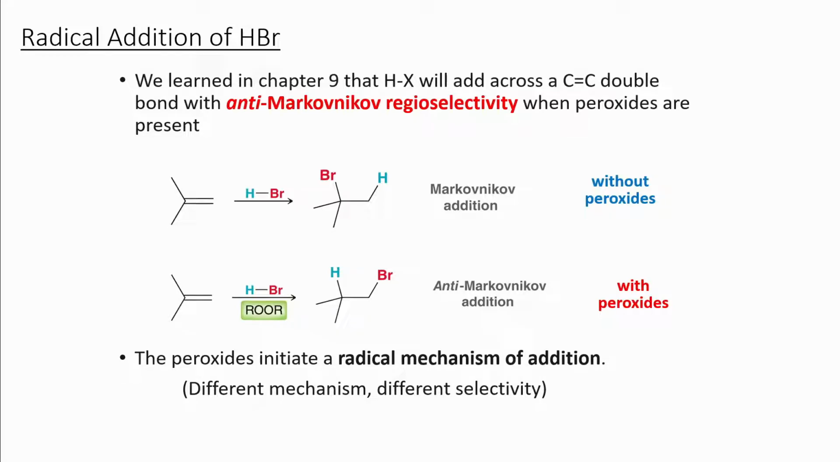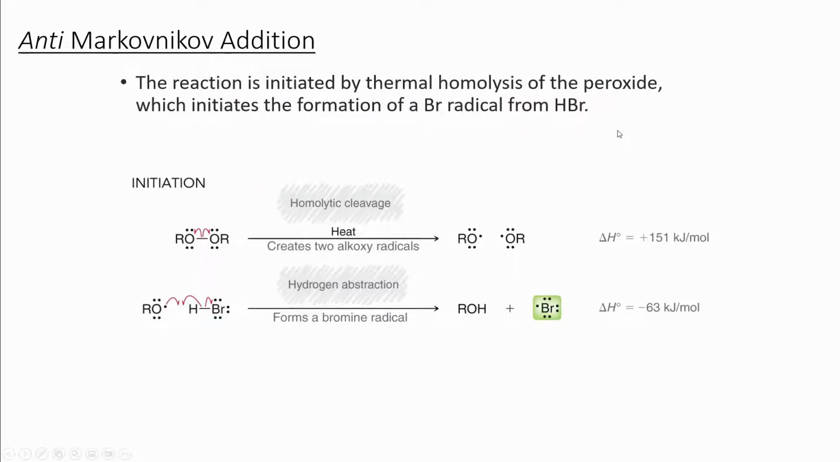Recall, in Chapter 9, we learned hydrohalogenation in the presence of a peroxide will lead to the anti-Markovnikov addition pattern. This is because the peroxides initiate a radical mechanism of action. The beginning of the reaction starts by the thermal homolysis of the peroxide, which initiates the formation of a bromine radical and HBr.